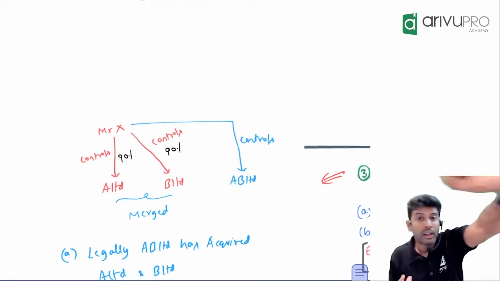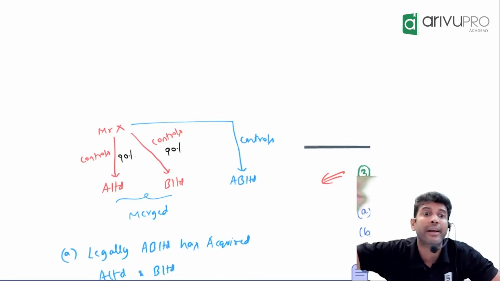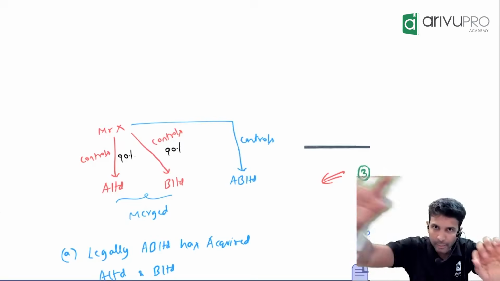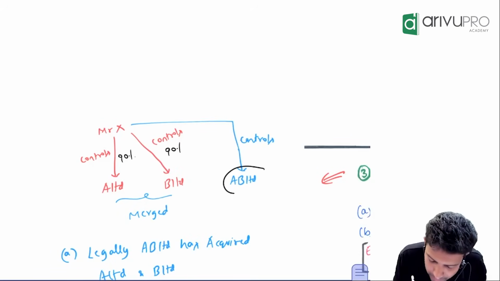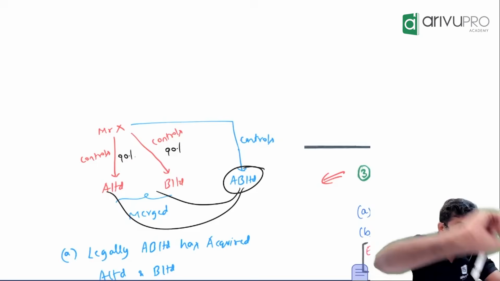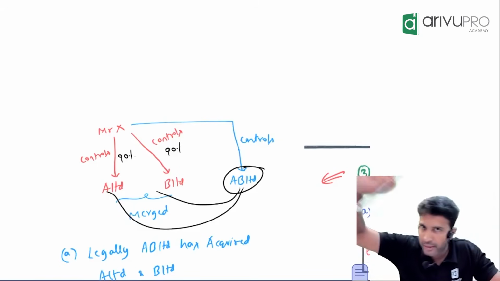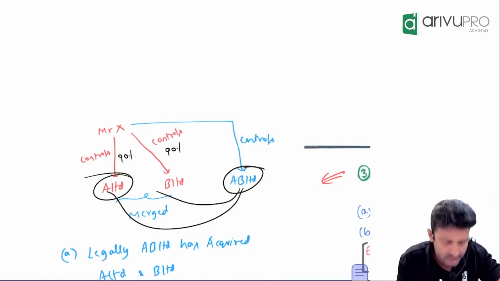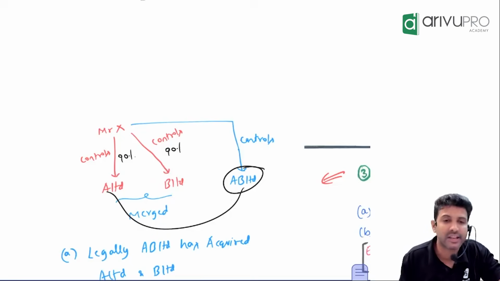Yes, sir. That means on paper, when the agreement is drafted, what will it say? AB Limited has purchased A Limited and it has purchased B Limited. That's what the legal agreement will say: AB Limited, the new company, has purchased A Limited and has purchased B Limited.